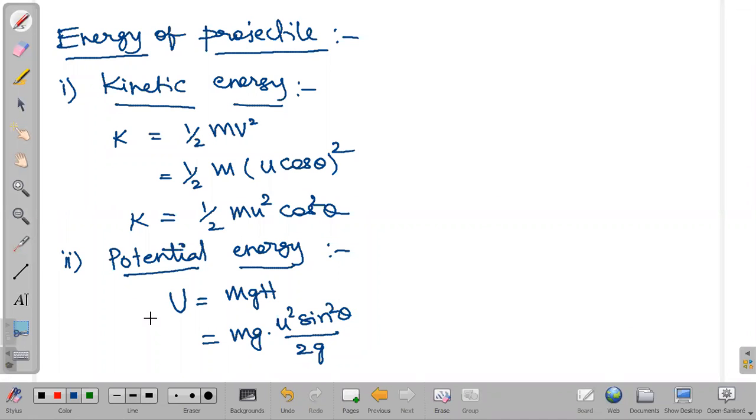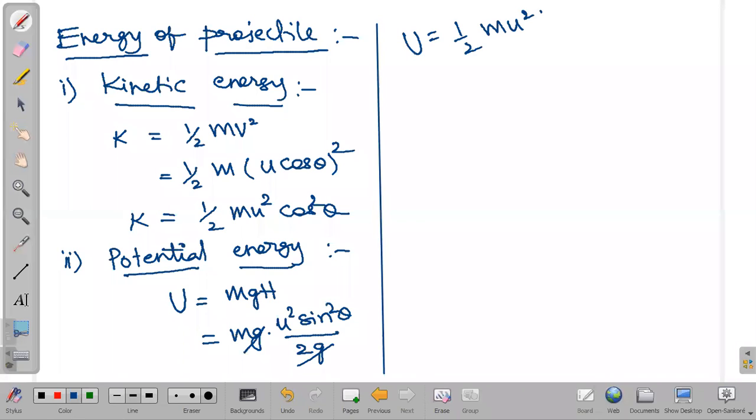Right? Now, if we go into detail and simplify this, what do we get for potential energy? This g will be cancelled out, right? So what else do we get here? U is equal to 1 by 2 m u square sine square theta. So this is the potential energy part.